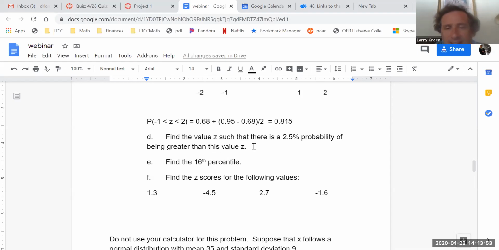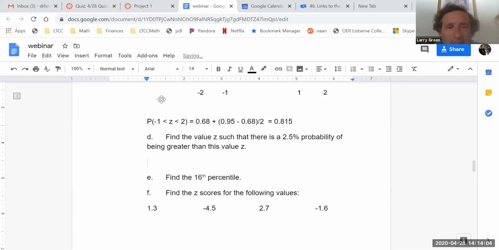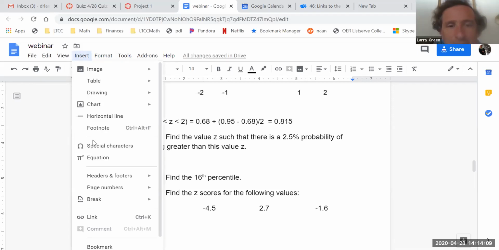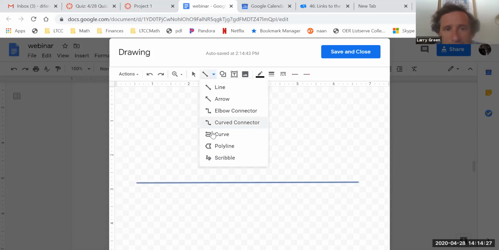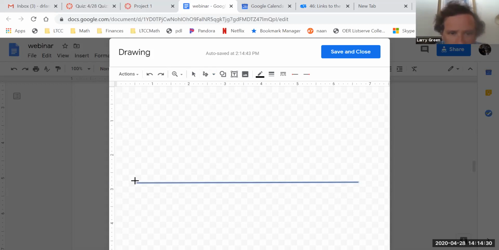Okay, let's look at the z-score. Find the z, such that there's a 2.5% probability of being greater than this value z. So let's do this one. I'm going to do this one now. So 2.5% of being greater than that value. So let's draw. It always starts exactly the same way. You draw a line, you draw the normal curve. I do my best.